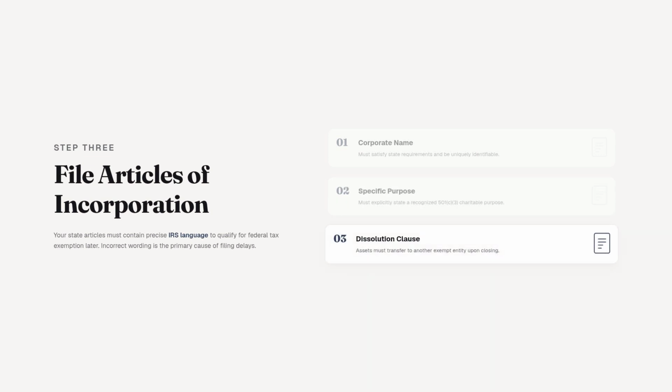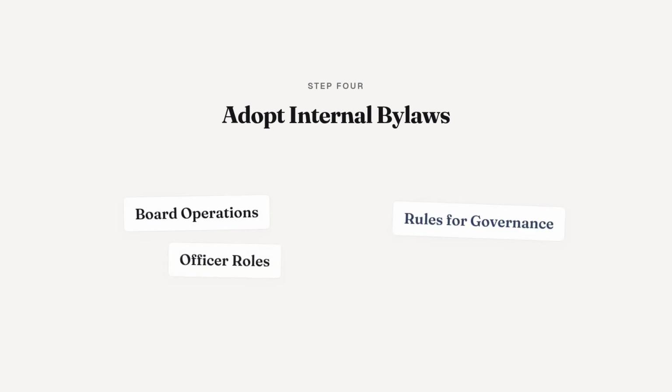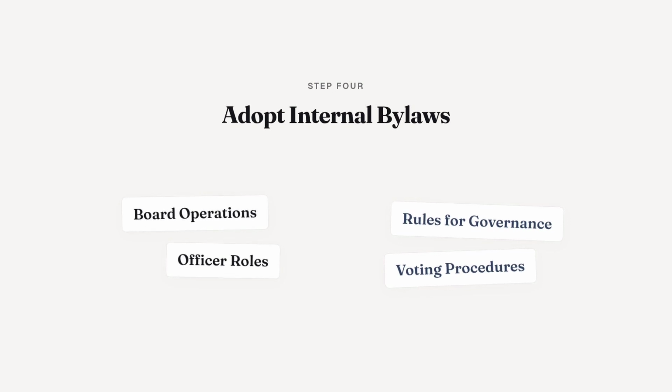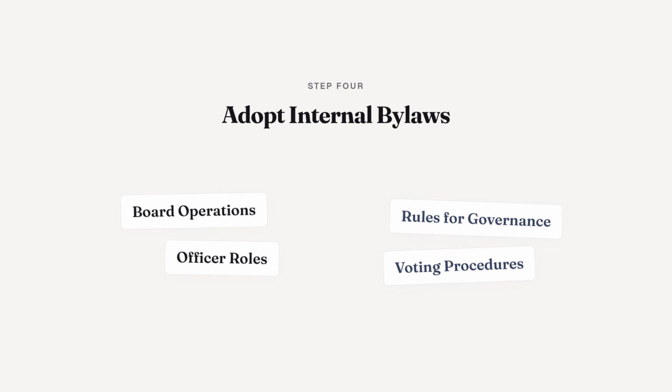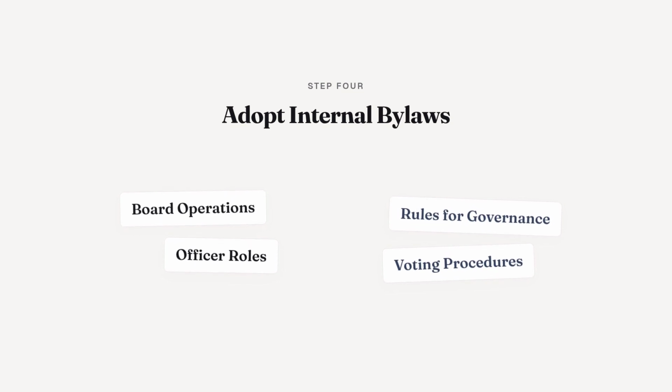Step 4. Adopt internal bylaws. With articles filed, it's time to set your internal rules for governance. Bylaws cover board operations, officer roles, and voting procedures, the operating manual your organization will run on. Bylaws define how the board operates: meeting requirements, officer roles, voting procedures, amendment processes.